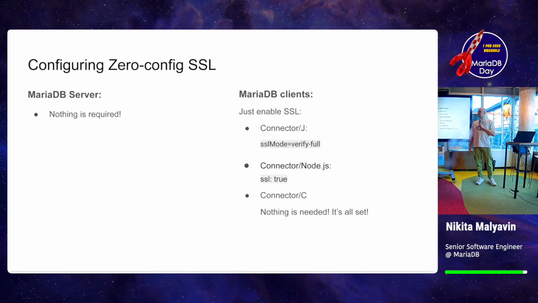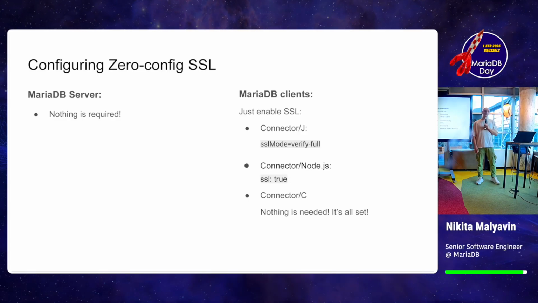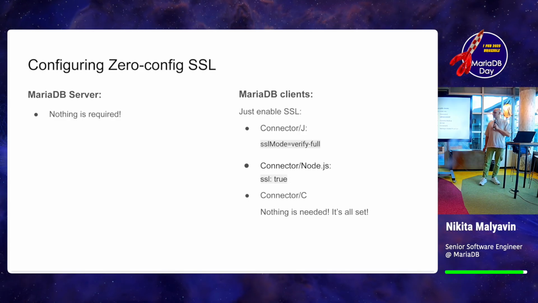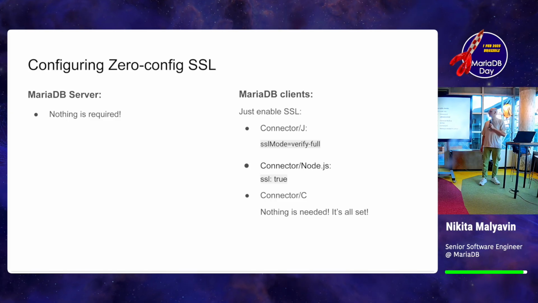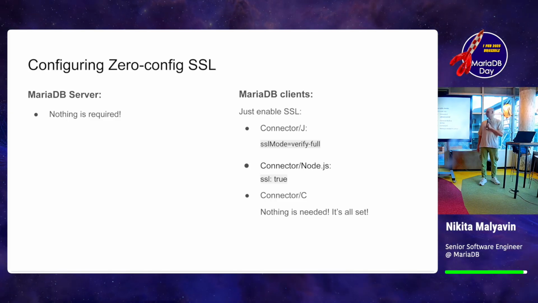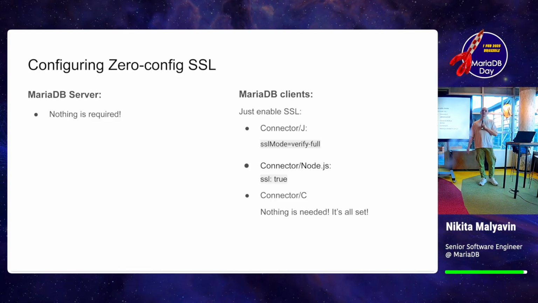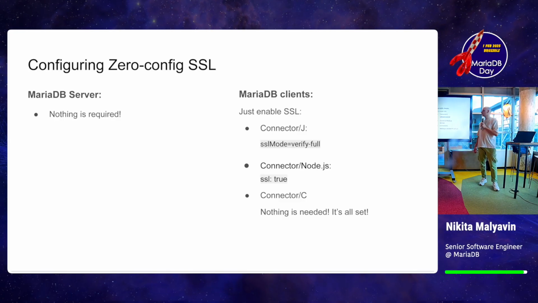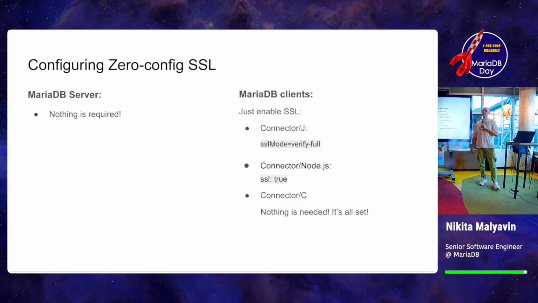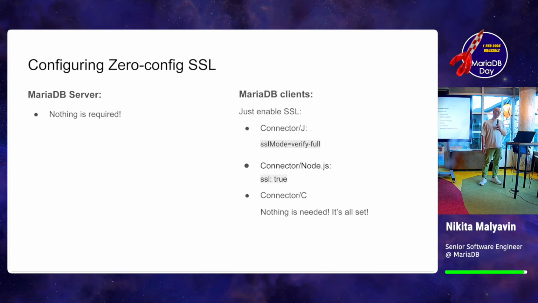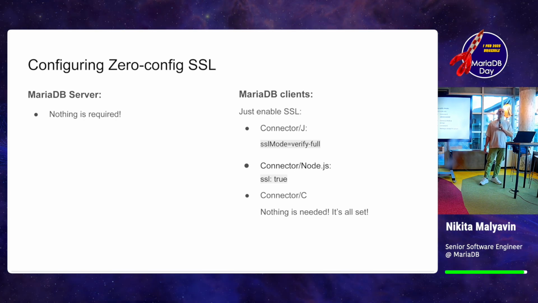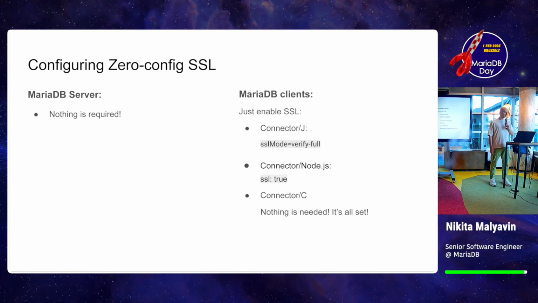Indeed, zero configuration SSL is zero configuration. No extra parameters are needed. Just one thing: Connector/J and Connector/Node.js have SSL disabled by default. All you need to do is enable it, and on Connector/C, it's already enabled by default. So even there, nothing extra needs to be done.